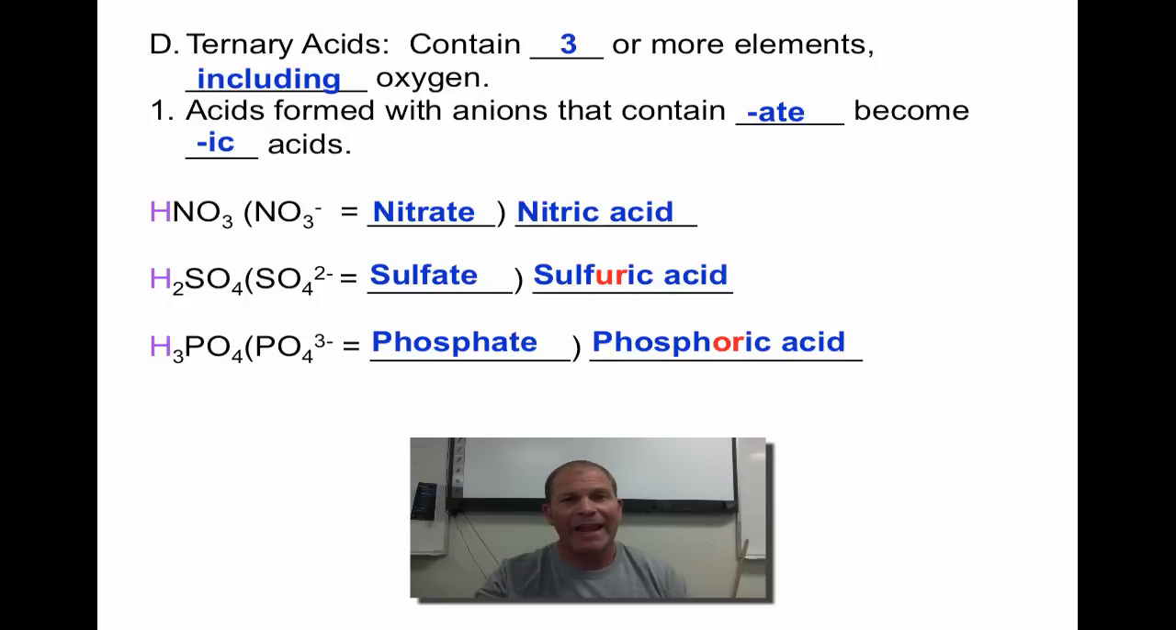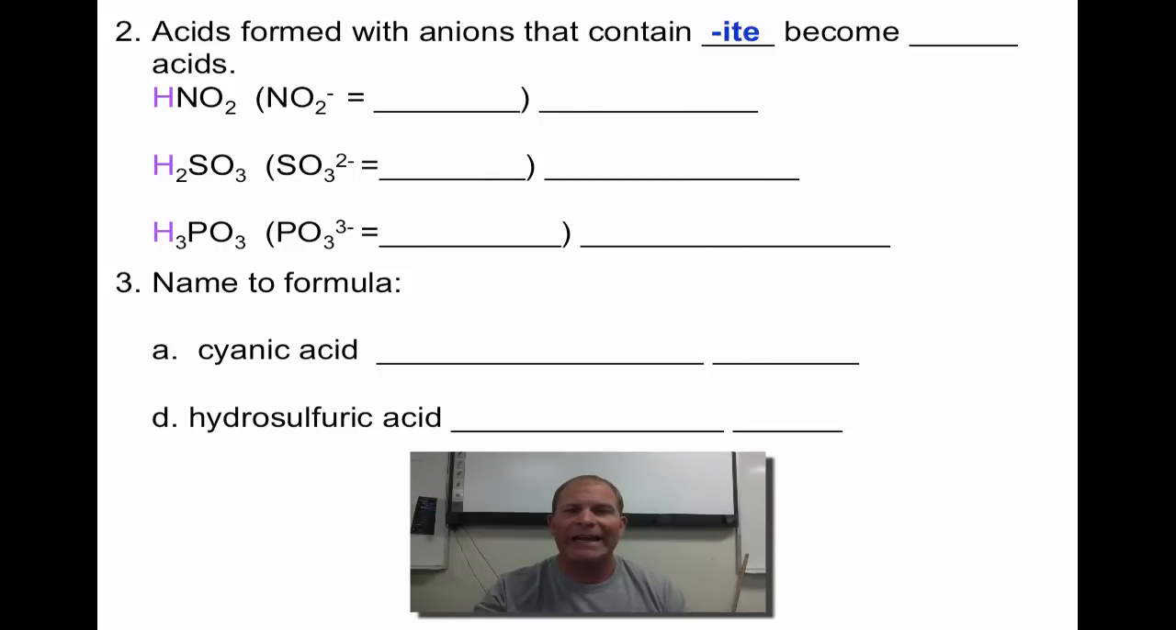Now when we ran into ate, we also ran into ite. Remember, we take an oxygen away, we have ite. Well, what does ite do? If we have ite, it changes to ous. So ate changes to ic, and ite changes to ous.